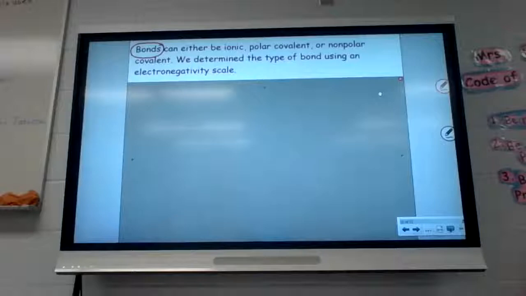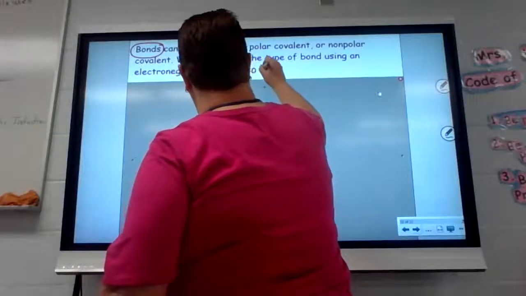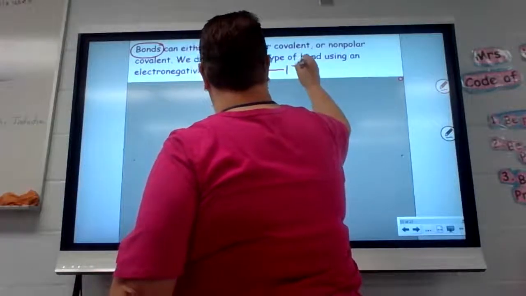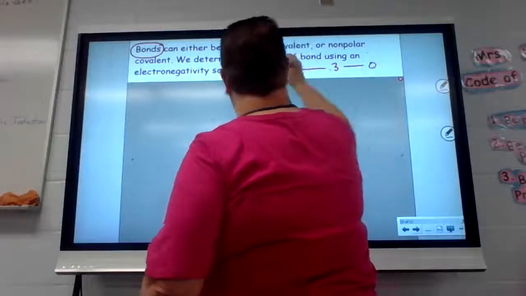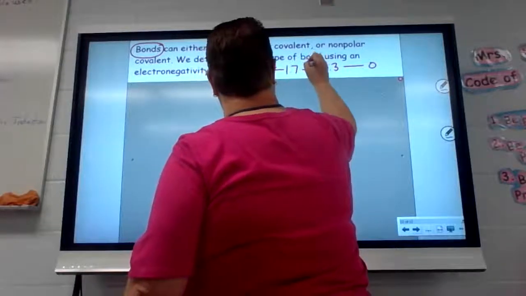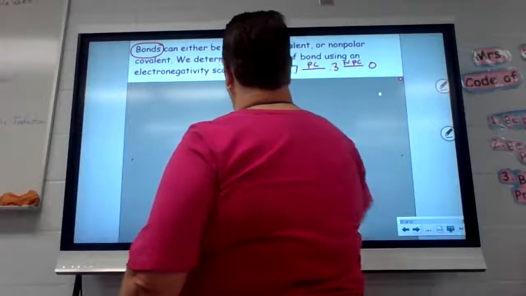Okay, you're going to use the what to determine the bond type? The line. The line, okay? Just like you did on the quiz yesterday. You're going to use the 4.0 to the 1.7 to the 0.3 to the 0. And we knew that was ionic, polar covalent, non-polar covalent, okay?